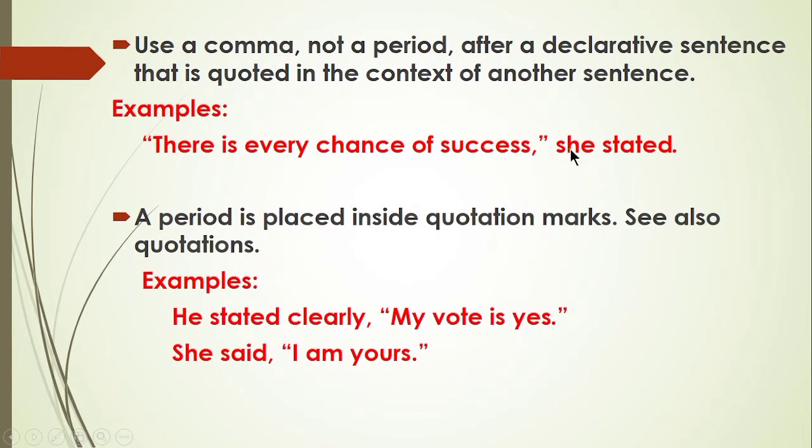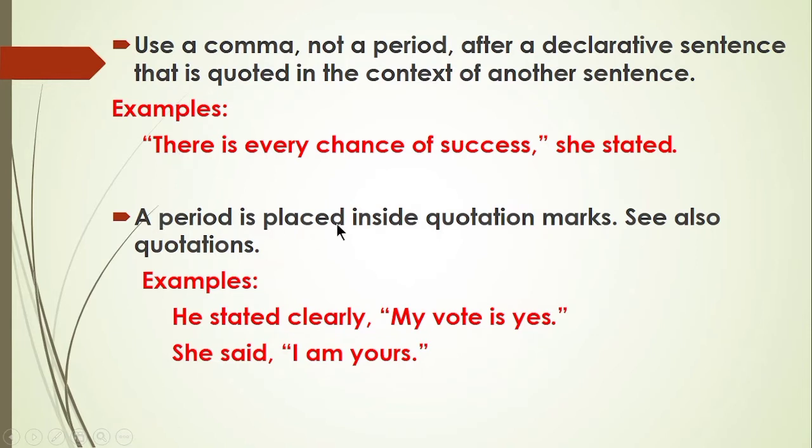But if we bring this part, "she stated," to the start of the sentence, then it is followed by a comma. But here in this case, "There is every chance of success," she stated. Here we need a full stop rather than a comma. But if we say, She stated, "There is every chance of success," then "she stated" is followed by a comma.